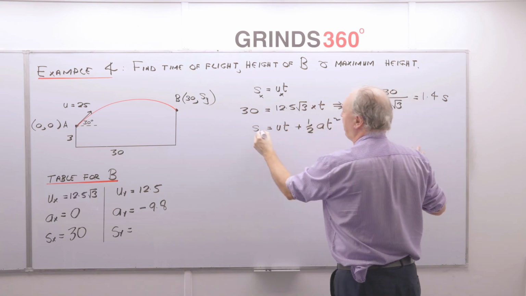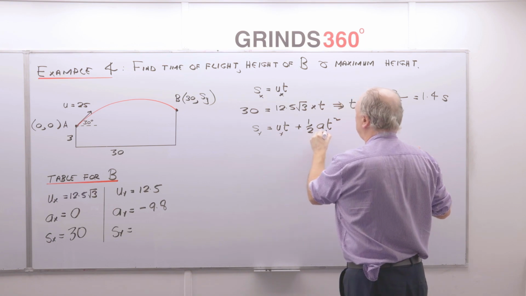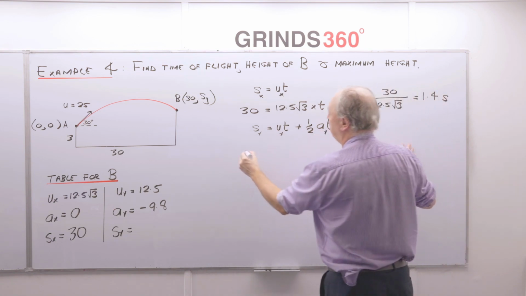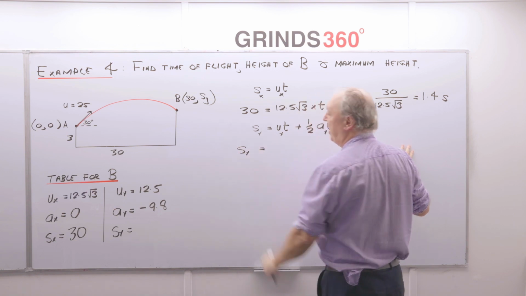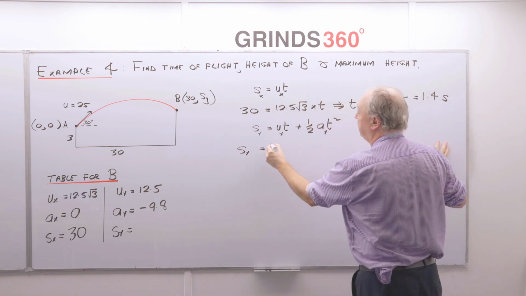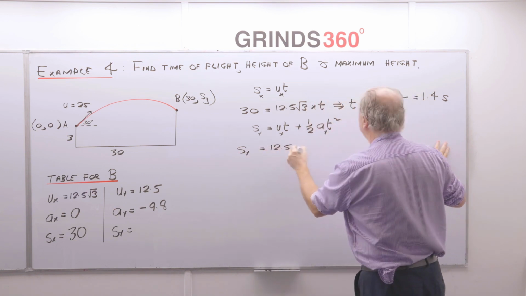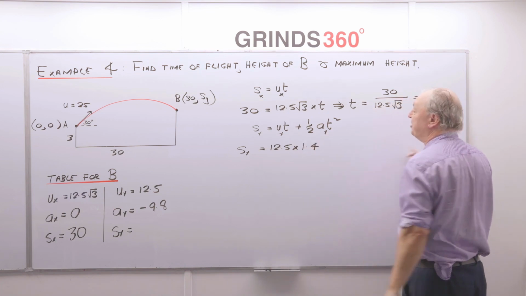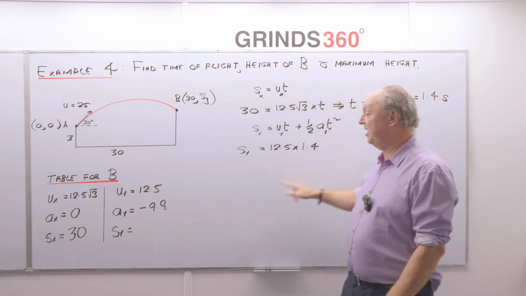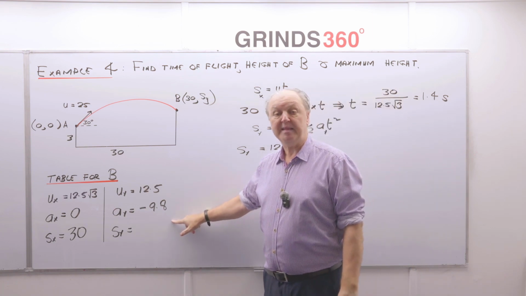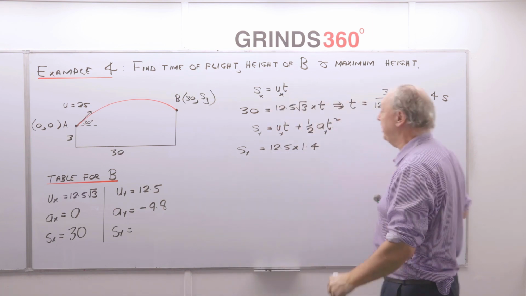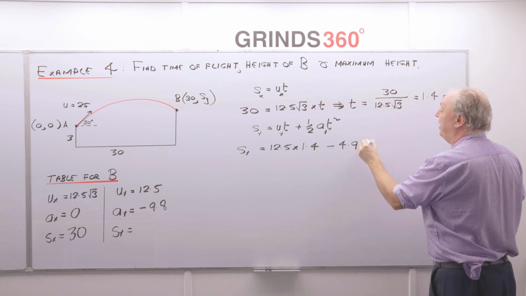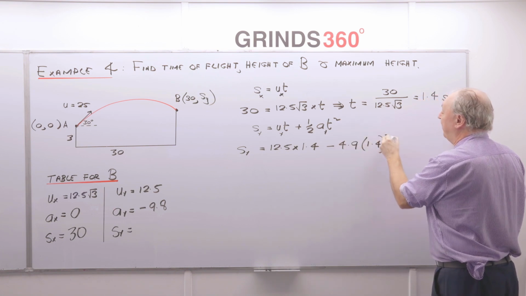And I'm going to apply that now in the y direction, where there is acceleration due to gravity. Sy is equal to uy, which is 12.5, times the time of flight, 1.4 seconds, plus a half ay. Well, you know that well now, don't you? Half of that number is minus 4.9. Minus 4.9, t squared, 1.4 squared.